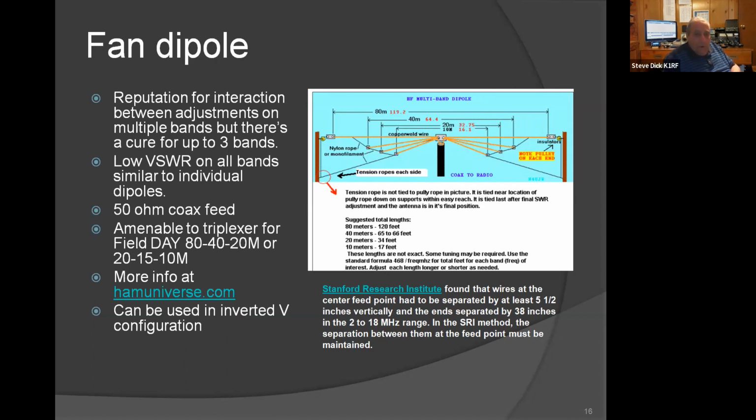But the fan dipole is still a great antenna because it has a low VSWR on all the bands, similar to individual dipoles. It has a 50 ohm coax feed, and it's amenable to a triplexer for like an 80-40-20 or 20-15-10 antenna. It also can be used in an inverted V configuration. So even though it's an old time antenna, it still works quite well, and it still has all its directionality in one direction for all the different frequencies. So it's nice in that regard.